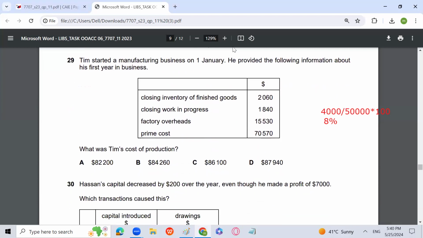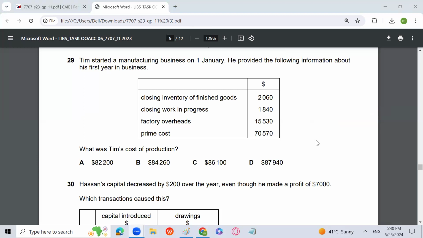This then started a manufacturing business, provided the following information: first year of trading, closing inventory of finished goods, closing work in progress, factory overheads, prime cost. Cost of production: prime cost 70,570 plus factory overheads 15,530 minus closing work in progress 1,840. That's it. You will get the answer. Closing inventory of finished goods won't come because that will come in the income statement. That is not a part of cost of production. That is not a part of manufacturing income.